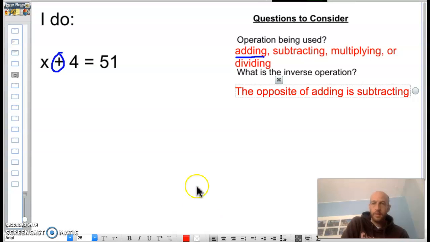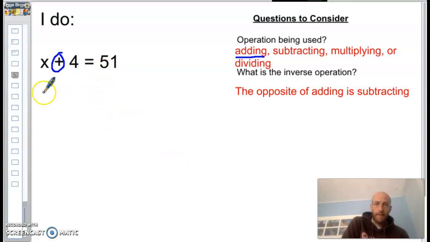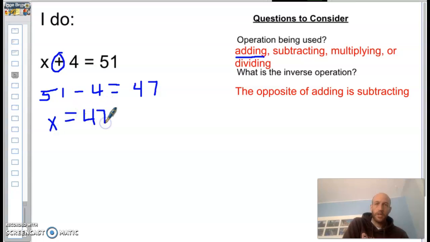So we are going to go in a reverse order here and create our fact family. I know that I can use the opposite to find this. So I'm going to say 51 minus 4 to get my answer. You can see I used the opposite to find my answer. Well, 51 minus 4 is 47. So x is equal to 47. And I can check my work. If I put 47 where x is, right, 47 plus 4 equals 51. That tells me I got it correct.